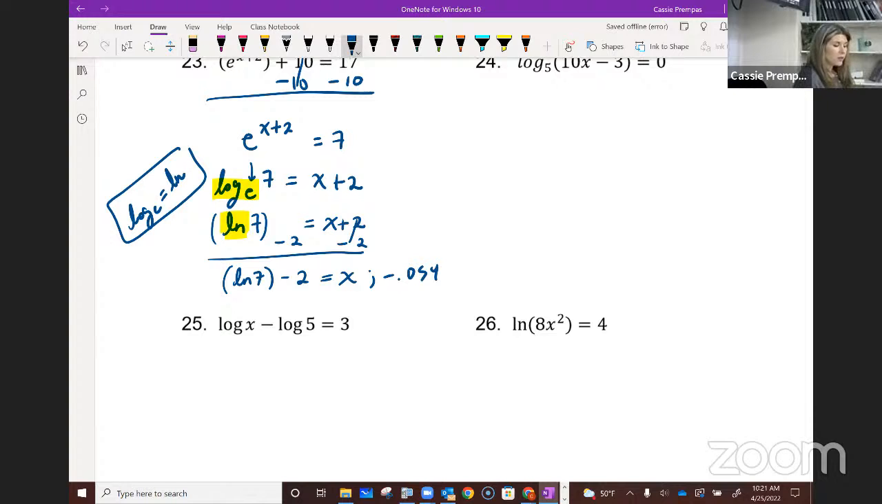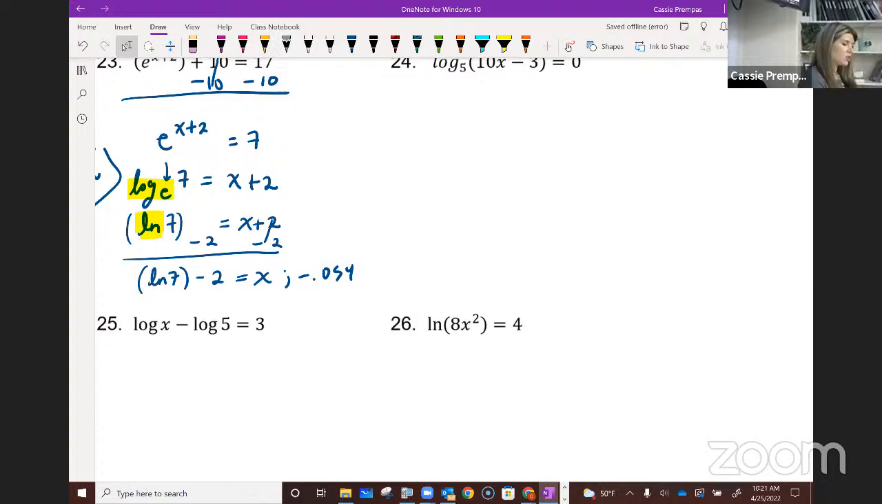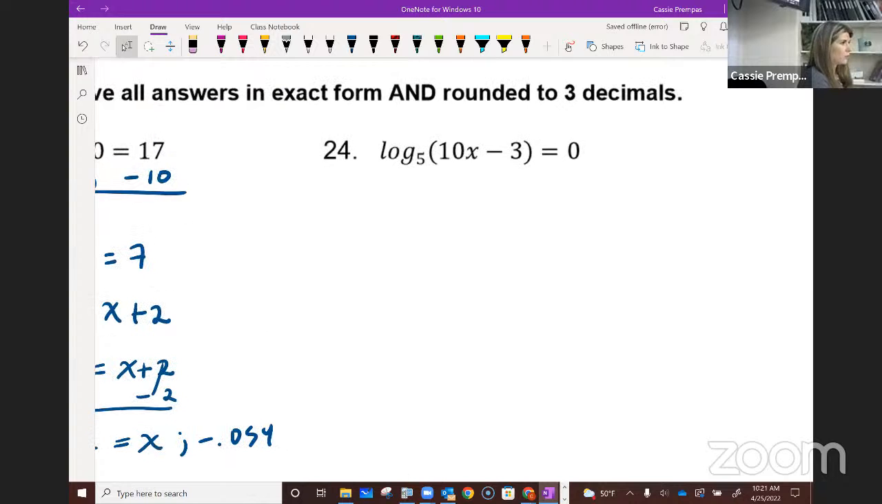All right, number 24. If something's given to you in log form, what do you do? Switch it. That's basically the moral of the story of 4.5. If it starts in exponent form, if you can't solve it by hand, change it to log form. If it starts in log form, change it to exponent form. So how do I do that?